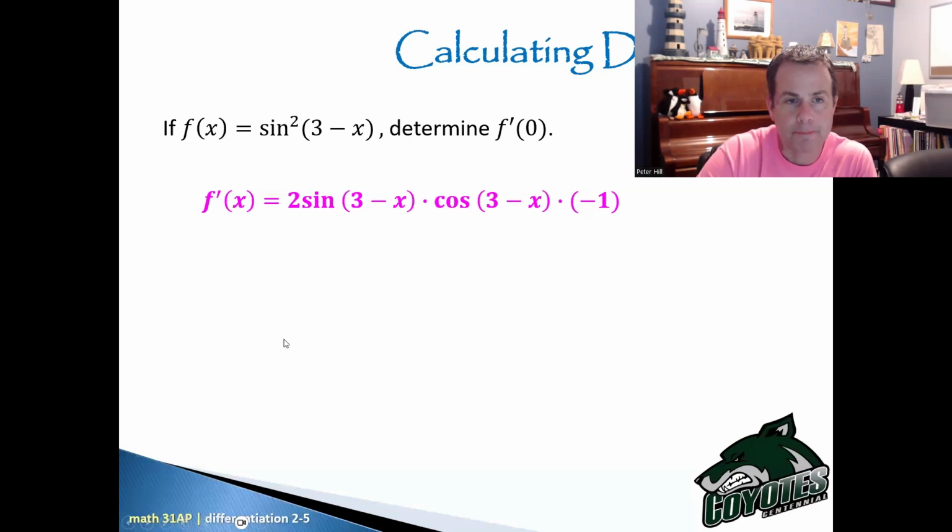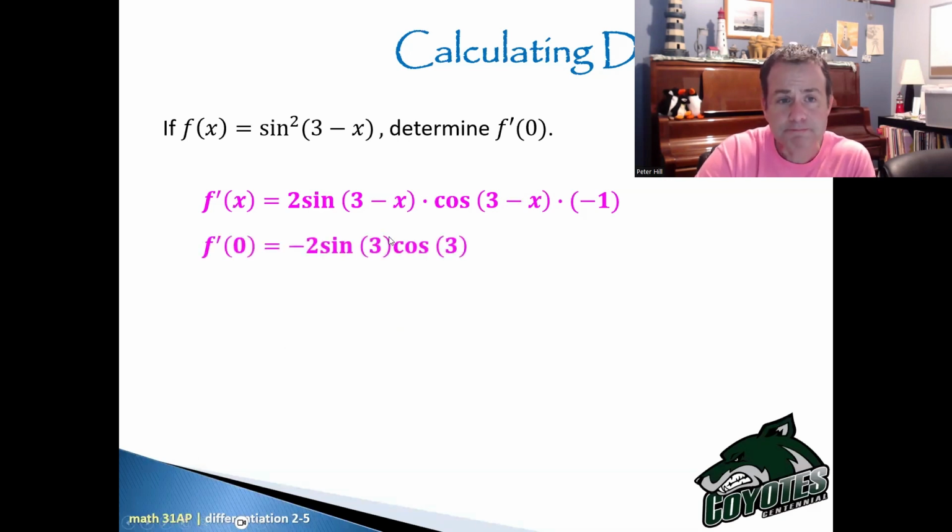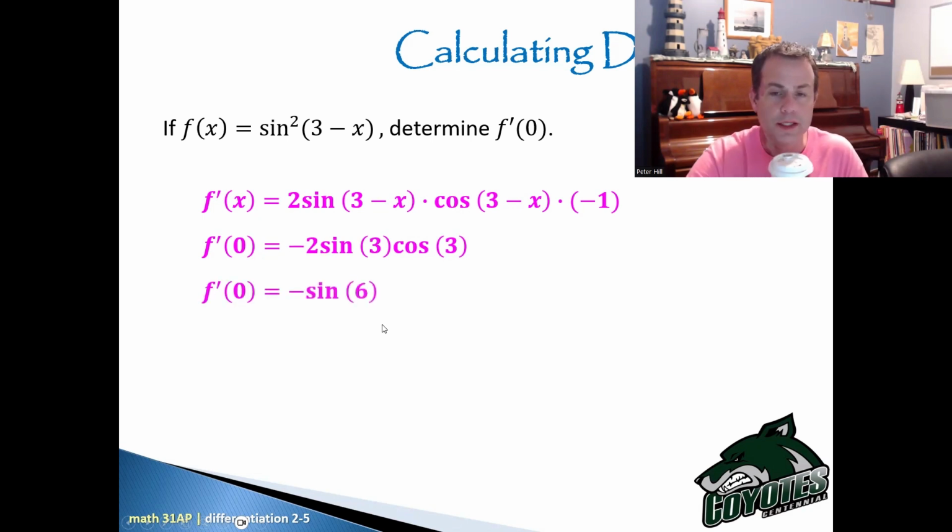Okay, so now I'm just going to clean this up. What I see here, first of all, is I got negative 1 that I brought to the front, and then I plug in 0 for x, so that gives me negative 2 sine 3 cos 3. Okay, so negative 2 sine 3 cos 3, that's actually a trig identity. That is sine of 2 times 3. So I could now say that that's negative sine of 6.